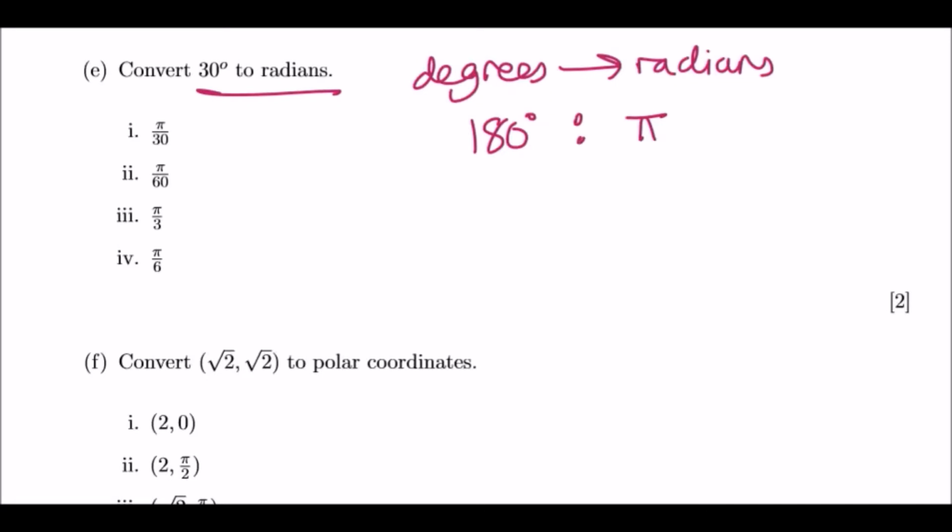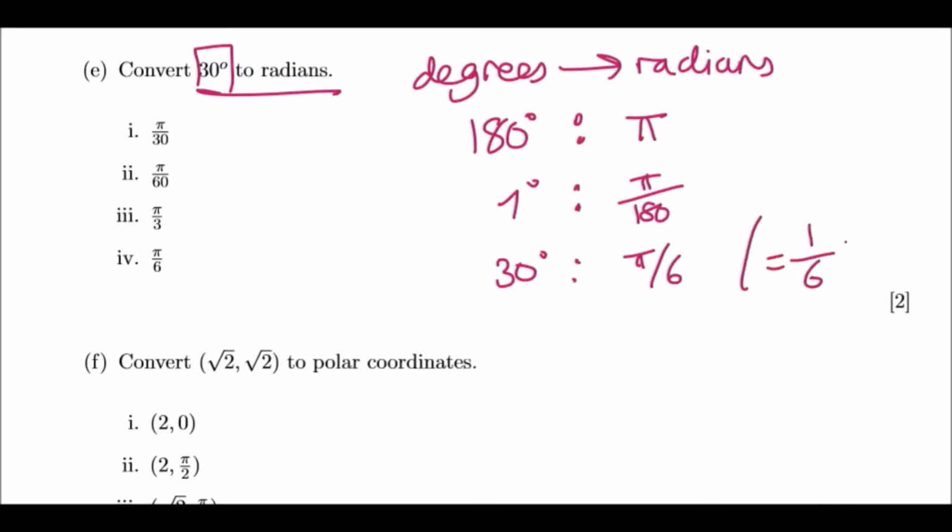So we could say that for every 1 degree, if you divide by 180, it's the same as pi over 180 radians. That means to find 30 degrees, we just have to multiply this answer by 30. And if you do that, you're going to get exactly pi over 6. Or in your calculator, it should say 1/6 pi, which is the same thing, guys, yeah? That means clearly it's the 4th solution.